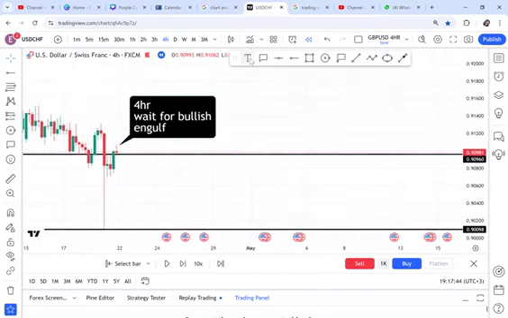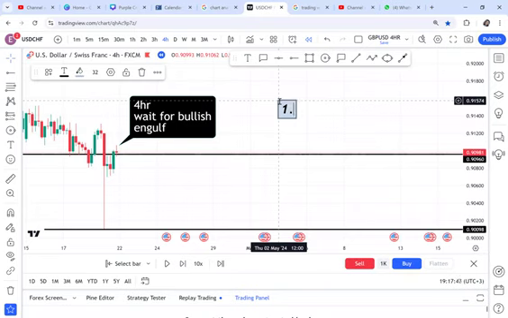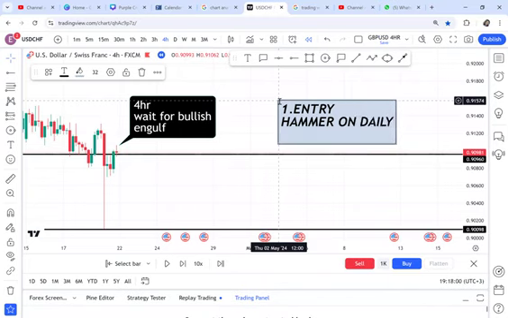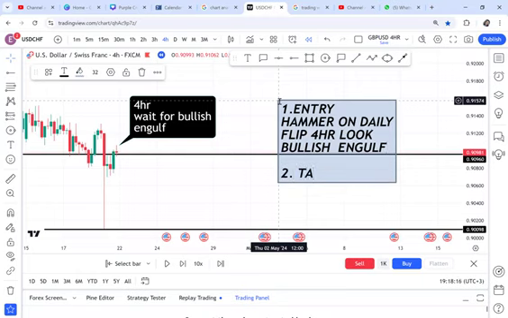So there are 3 things you should know. If I want to enter this trade, number 1, I want to have a hammer on daily. Then I flip to 4 hour, and I look for what? Bullish engulf. That is the entry, guys. For the target, I am targeting 30 pips. I don't want to over target. This is not the strategy to over target.